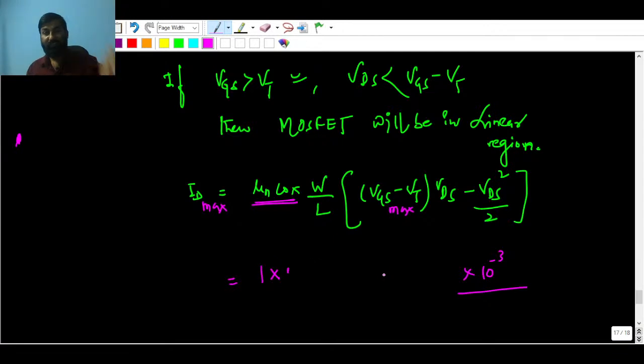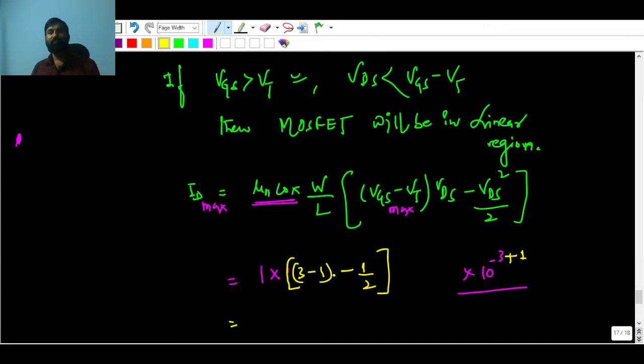If there is a 10, what is 10 to the power 1? That is 1, so plus 1 you can add here. Don't write 10 here, because it becomes plus 1. Now, what you can do here is VGS minus VT. What is VGS max? That is 3 minus 1. What is VDS? That is 1 minus 1 by 2. Very simple.